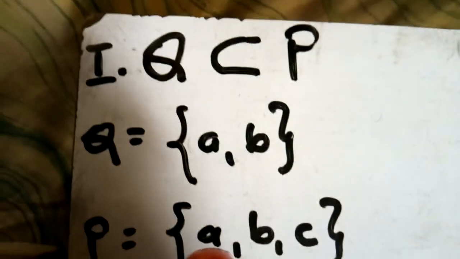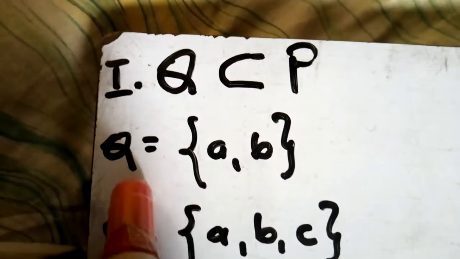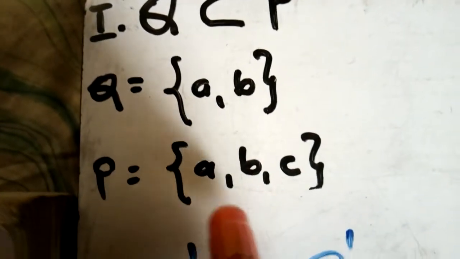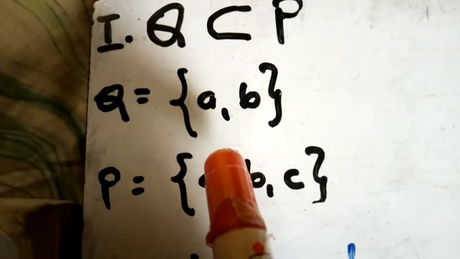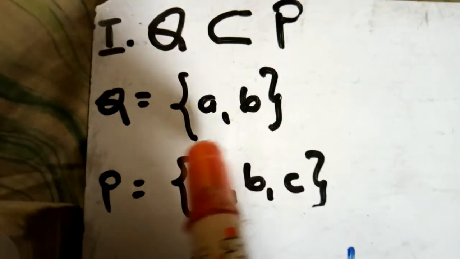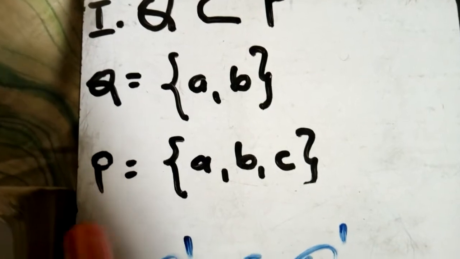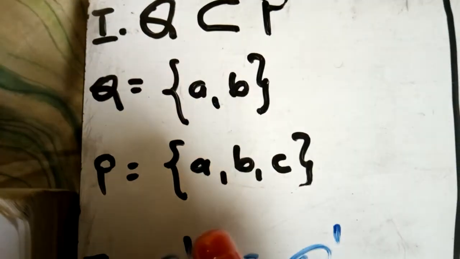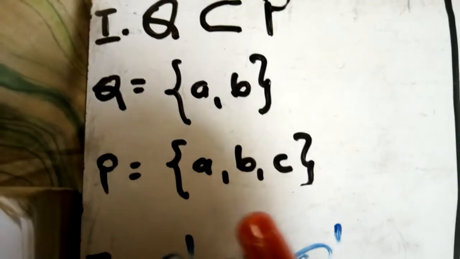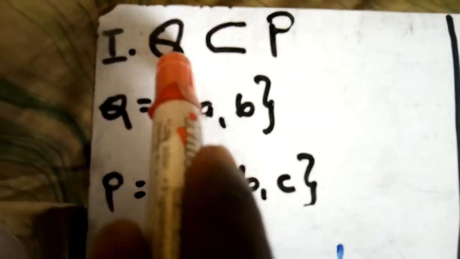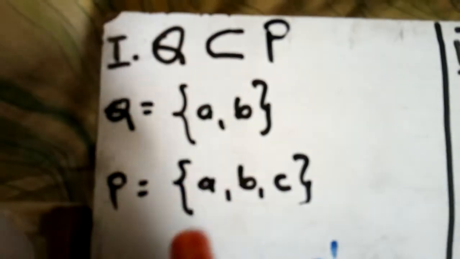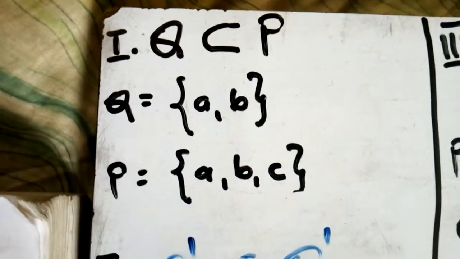Now back to the question. Is it true that people who are inside Q are also inside P? That is the question. So maybe let's say this is your class. How many are you? You are only two. And then let's check the P class. There are three people inside the P class. Let's check, is it true that those who are in Q are also in P? That is what this statement is saying over here. If it is true, then this statement is correct.